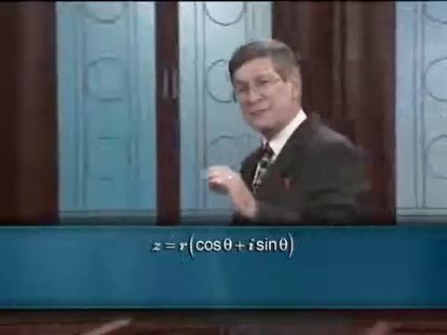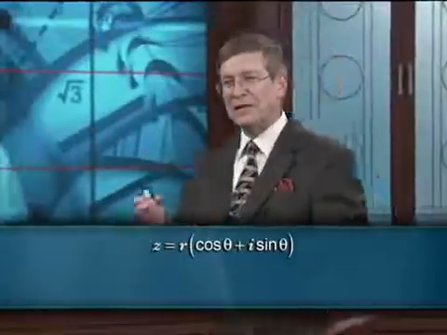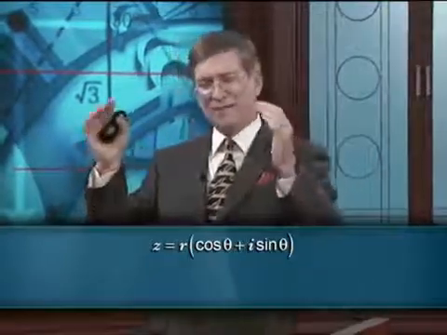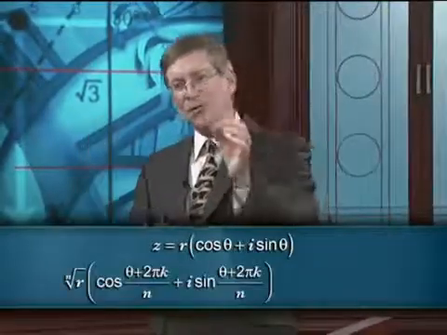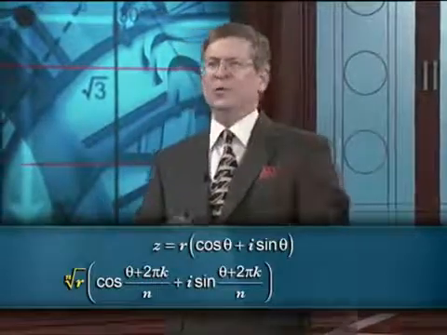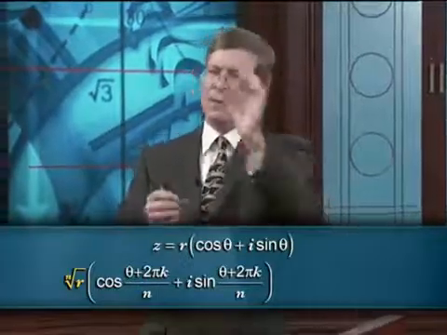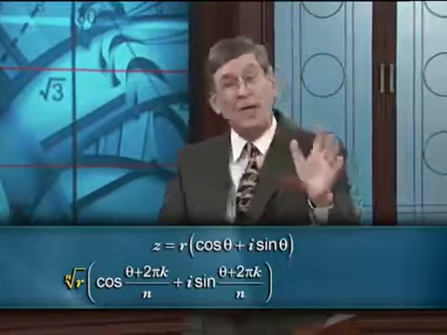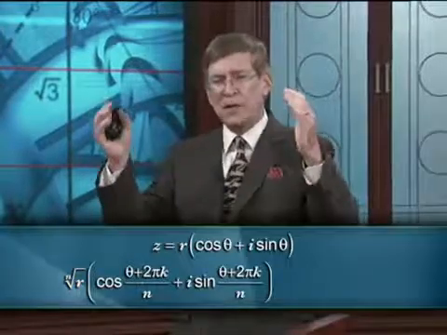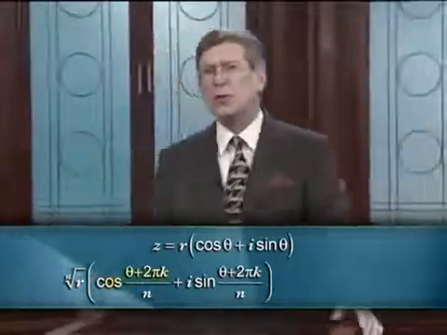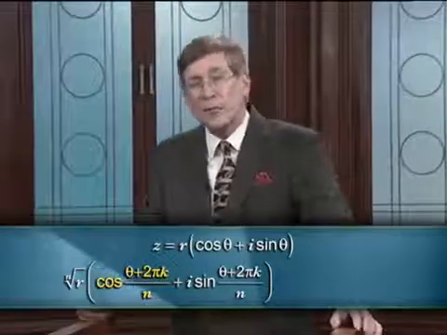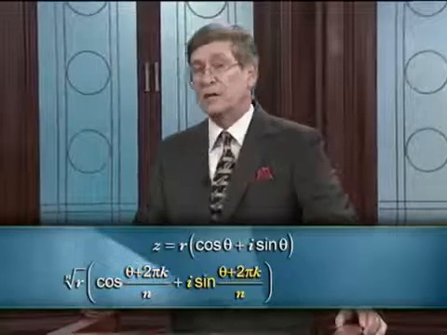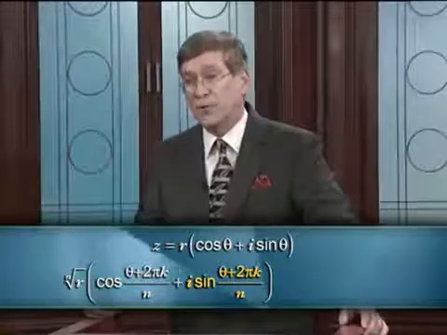And here's how you find them. Here's what the theorem says. To find those n distinct roots, they're of the following form. Well, the modulus is the real nth root of r. Remember, r is the modulus of the original number. So you take the nth root of r, the real nth root, and then you multiply it by the following expression. Cosine of theta plus 2 pi k over n, plus i sine of theta plus 2 pi k over n.